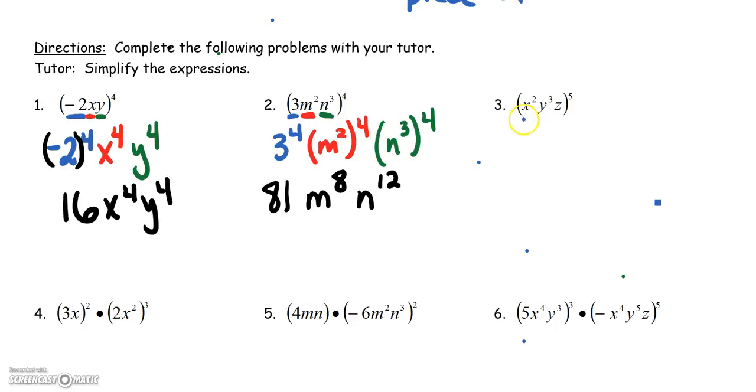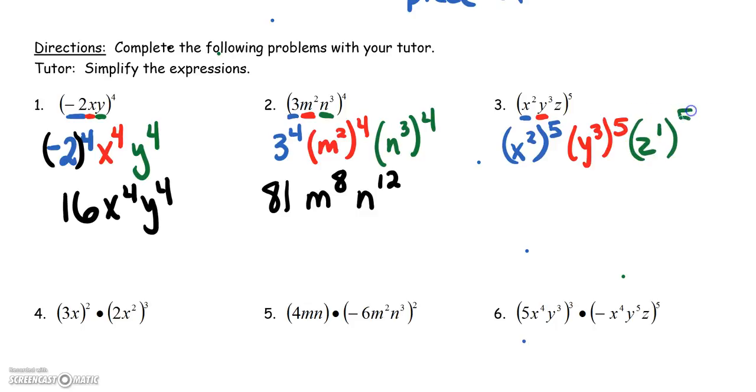Moving on to number 3, we have x squared, y cubed, z to the fifth power. We'll start with the x squared and have x squared raised to the fifth power. Our rule says to take each individual component of the term and raise it to the fifth power. Y cubed to the fifth power. And finally, z to the first to the fifth power. Remember, if there's no exponent, we assume that that exponent is a 1.